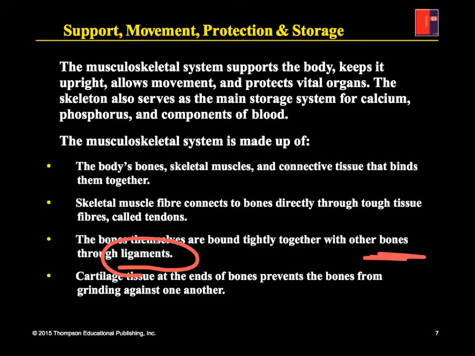We always have cartilage at the end of bones because cartilage prevents the bones from grinding against each other. As soon as your cartilage starts to go away or deplete, then bones start rubbing on bone, and that can actually be very painful.